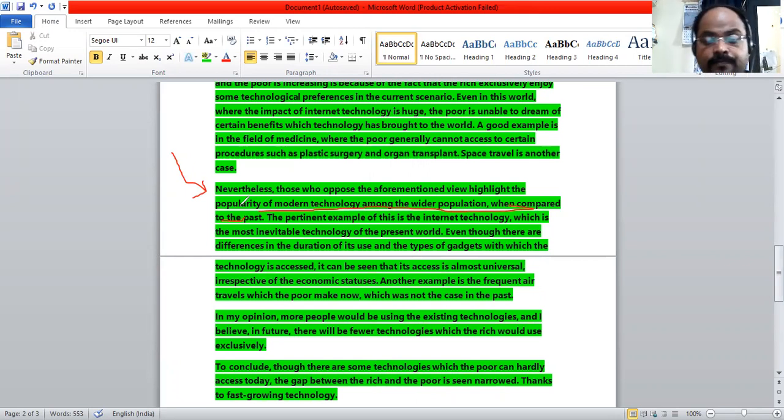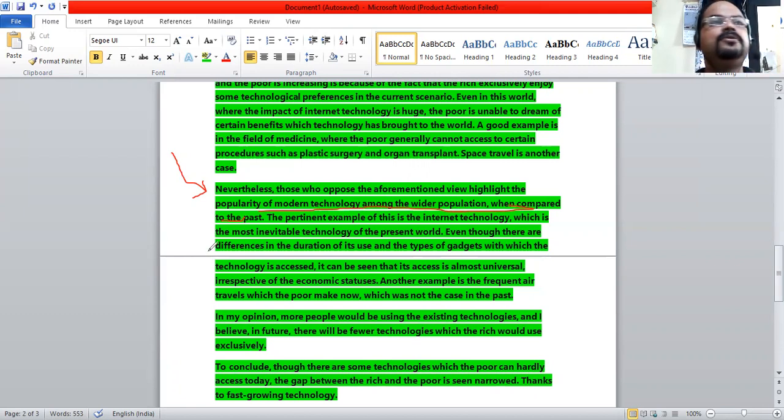They can use this technology. Another example is the frequent air travel which the poor can make now, which was not the case in the past. In the past, poor people didn't make frequent air travels. They were not doing that. But right now, you can see the airfares have reduced, and common people are traveling by air to and fro in economy class, business class, whatever it is. So this is another example.